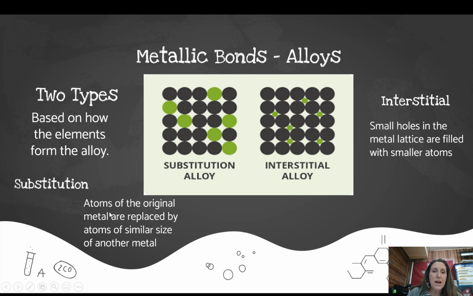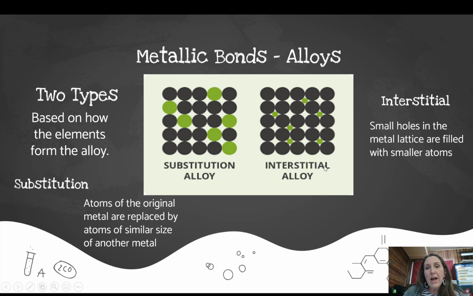A substitution alloy is when atoms of the original metal are replaced by atoms of a similar size of another metal. If this was all one type of metal, the dark gray circles, and then I took out a dark gray circle and substituted a green circle, that being a different type of metal element, then that is how this particular alloy is made.